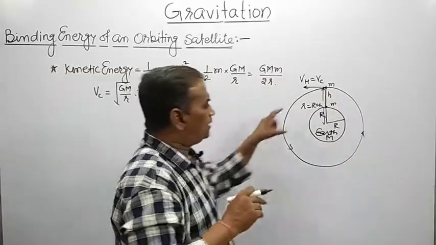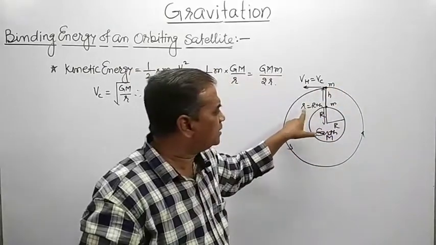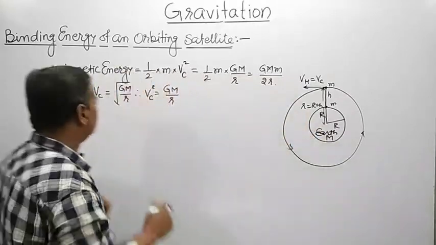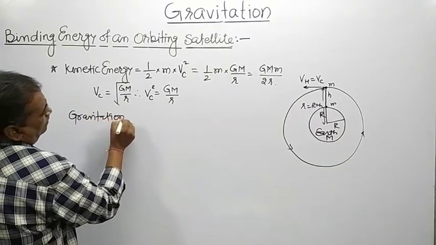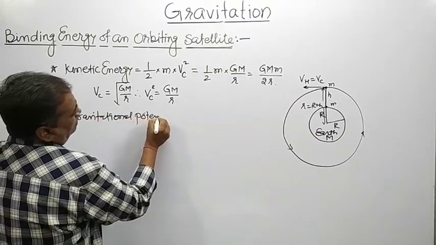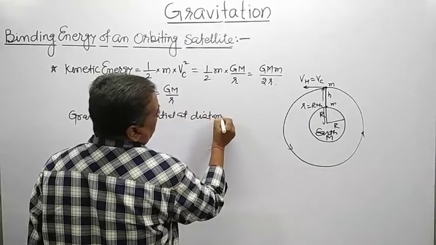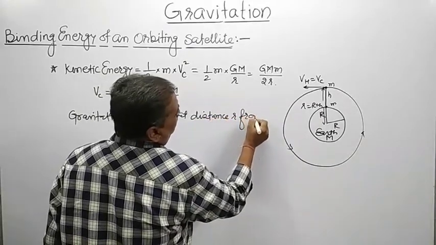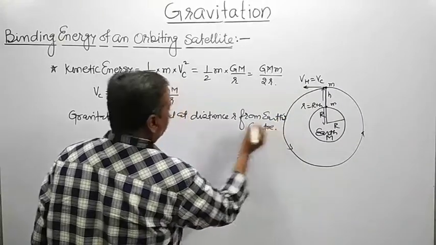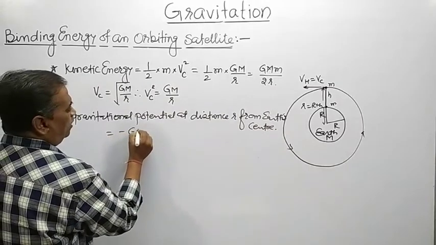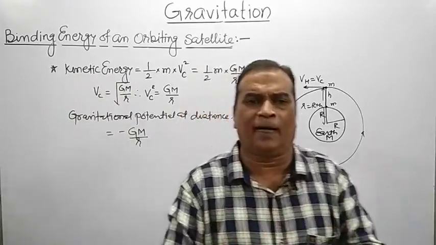Now you know what is the gravitational potential at any point at a distance small r from the center of the earth? Gravitational potential at a distance small r from Earth's center, what is that gravitational potential? It is equal to minus GM divided by r.